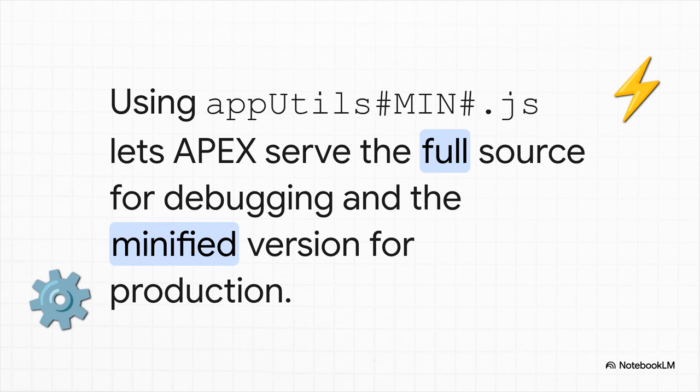So, this is the crucial part, this little substitution token, #MIN. When you reference your file like this, Apex basically becomes your smart assistant. When you're in debug mode, it loads the full, readable source code so you can troubleshoot easily. But when a real user runs the app in production, Apex automatically serves up that tiny, minified version. It's truly the best of both worlds, and it's built right in.